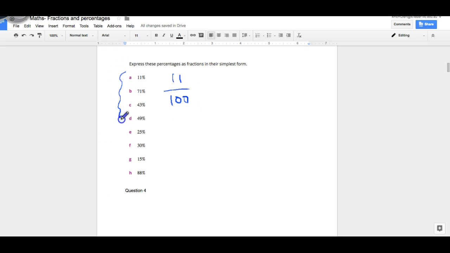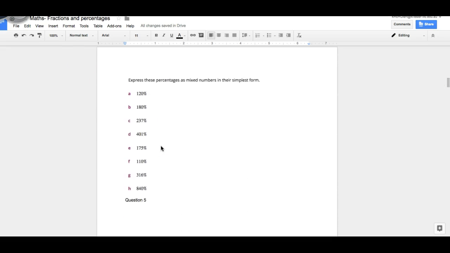So A to D all can't be simplified, but E to H can be. So I'm just going to do E, which is 25. We do that over 100, and then we simplify it. So to simplify it, we find the highest common factor. So the highest common factor in 25 and 100 is actually 25. So let's divide the numerator and the denominator by 25. So 25 divided by 25 is 1, and 100 divided by 25 is 4. So 25% as a fraction is 1/4. So you should be able to then go on and do F, G, and H. Remember, look at the solutions if you need some help.